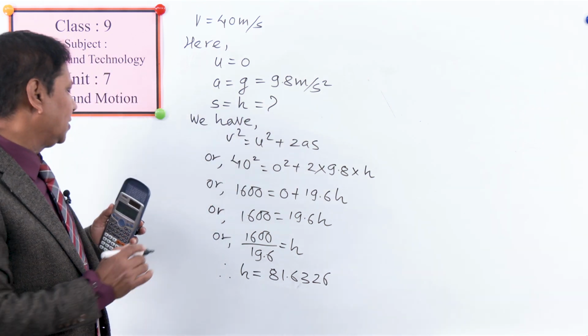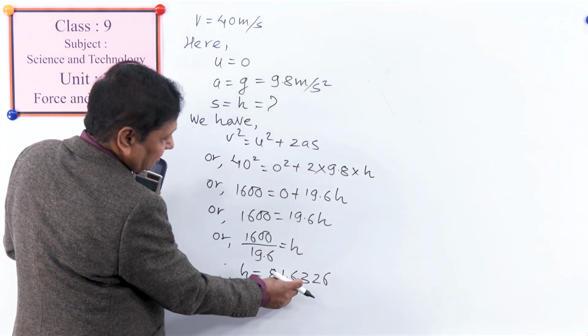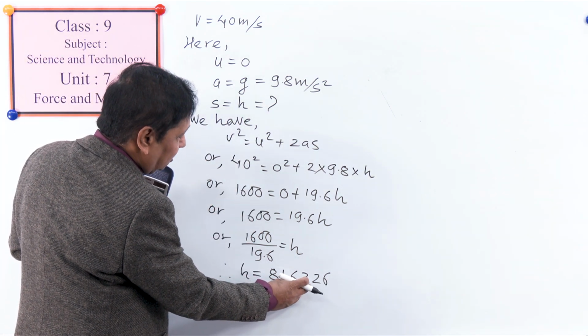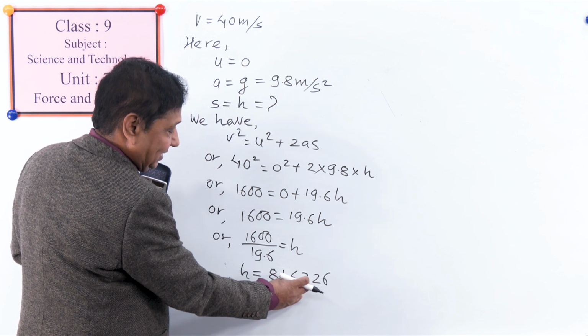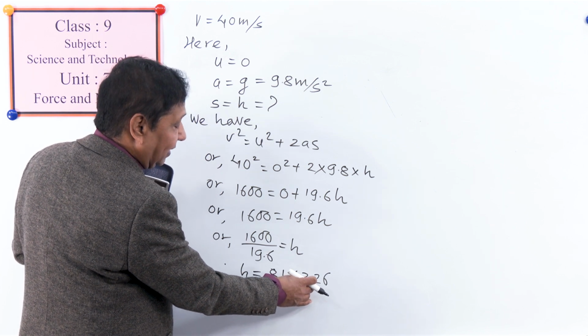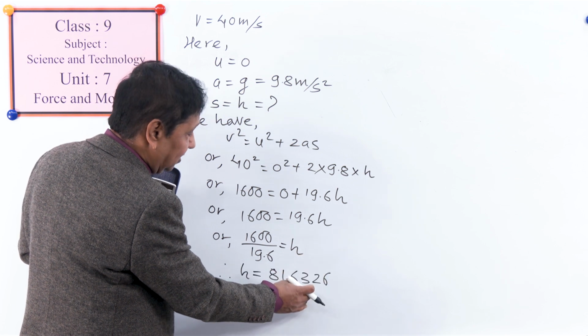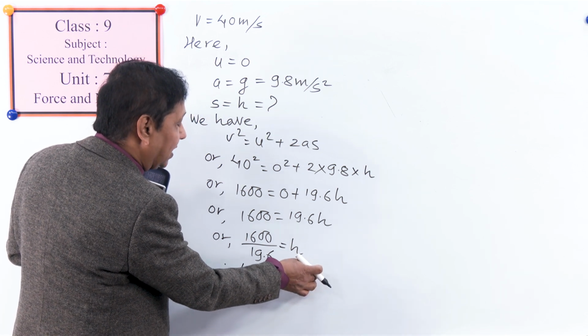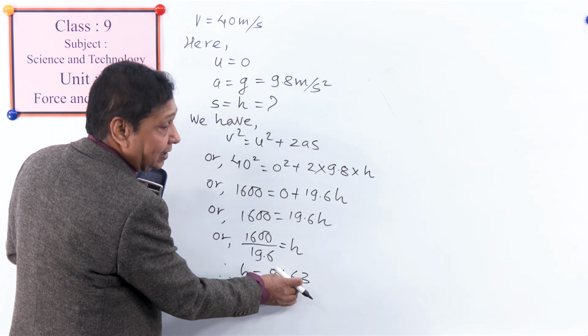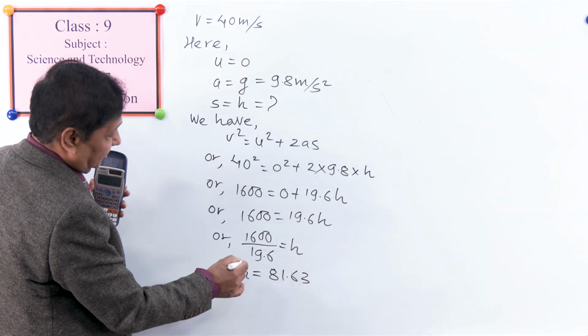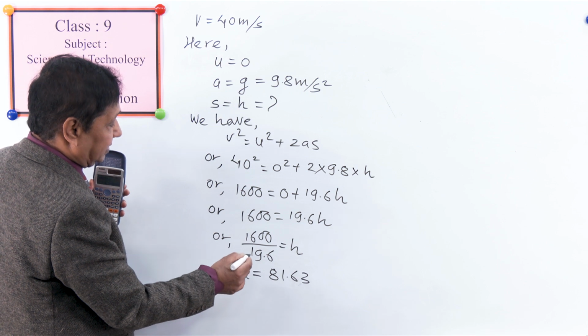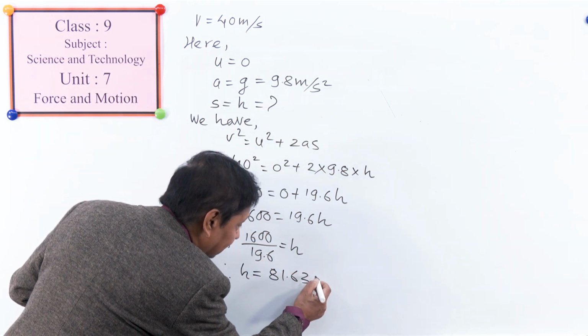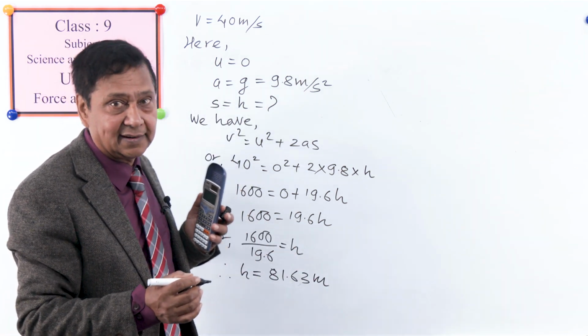Now look at this. After the decimal point, we are using just 2 digits. Third digit, if it is less than 5, then we'll ignore that. And if it is greater than 5, we'll take 1 as carry over to this second digit. That's why we can say that the height of the tower is 81.63 meter. This is our final answer.